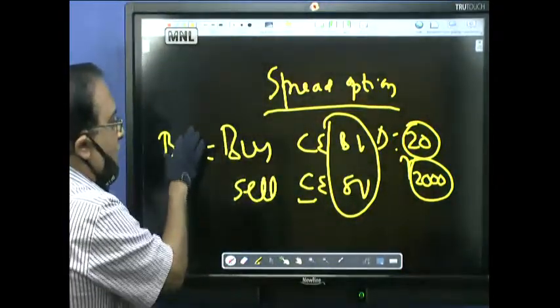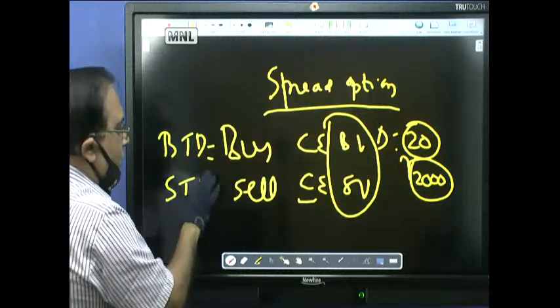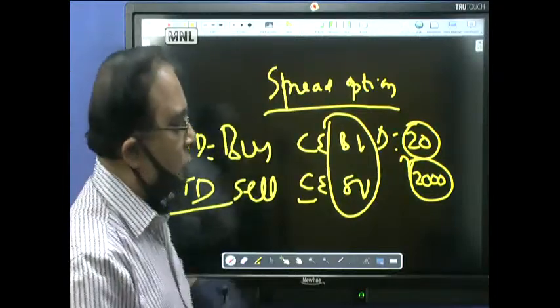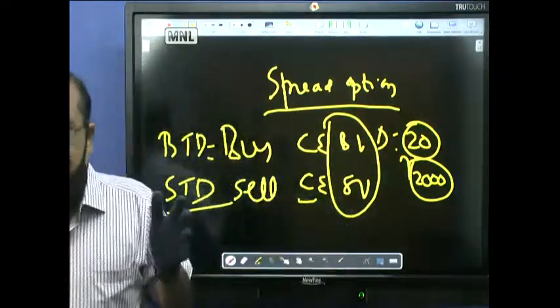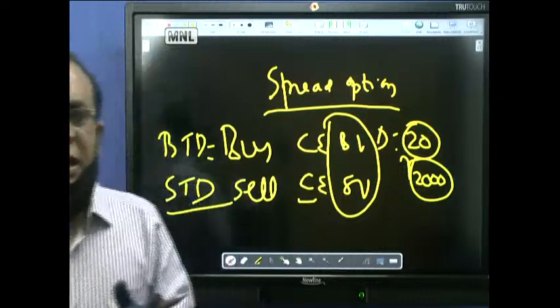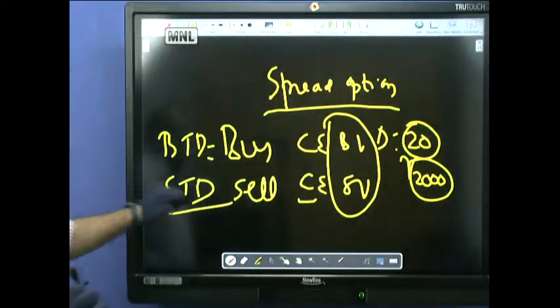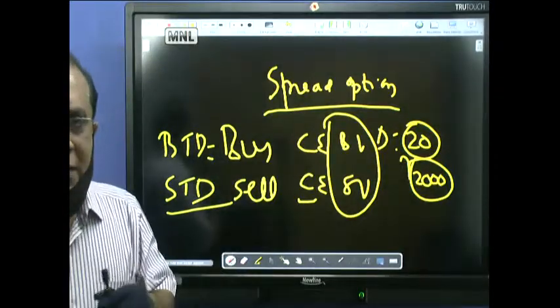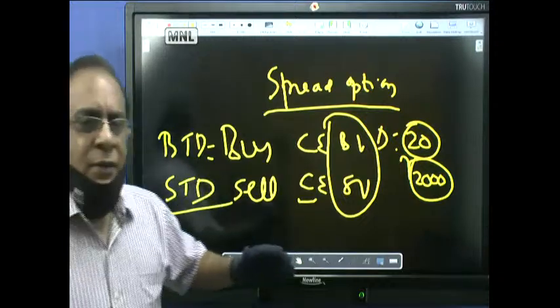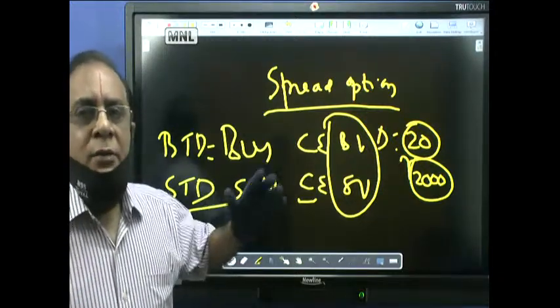You are buying a time decay. You are also selling a time decay. So, to a very large extent, if not complete elimination, you are subduing the time decay also. So right now, this means you are creating something which is very close to the cash market portfolio in terms of profit and loss.